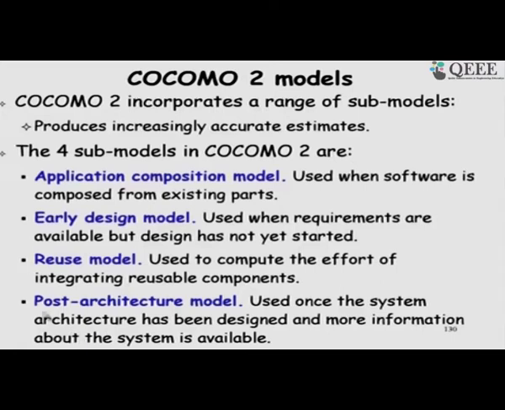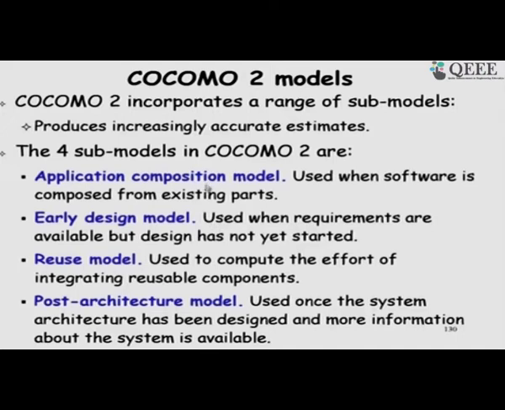Then we have another one called the post architecture model. Here we have completed the design and more information about the system is available. We can estimate the lines of code fairly accurately, because we know the design complexity of each module. So we should use lines of code in the post architecture model, whereas in the early design model, where it is hard to guess the code size, we should use function points.